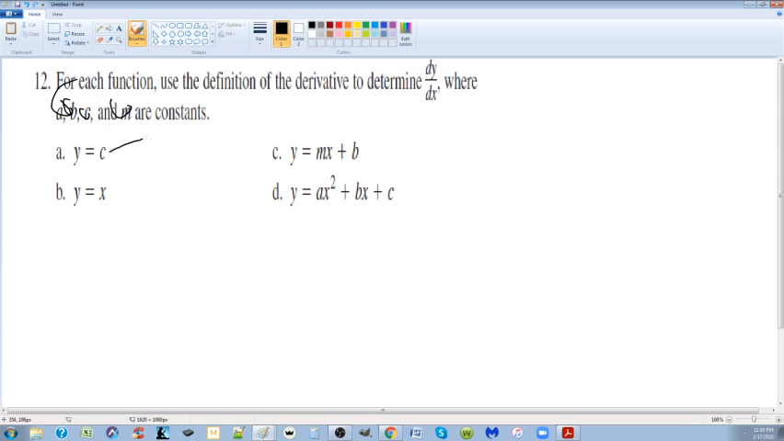Okay, well, that's a constant, because y is just equal to the same letter over and over again. The m is not a constant. When I take the derivative of this, I'm going to be left with m. I can do it the long route if you want, but I can already tell that m is going to be the slope. And then for this one, we'd have to do it. Oh, where a, b, c, and m are constants. Okay. For each function, use the definition of the derivative.